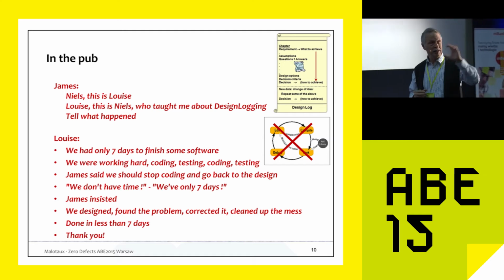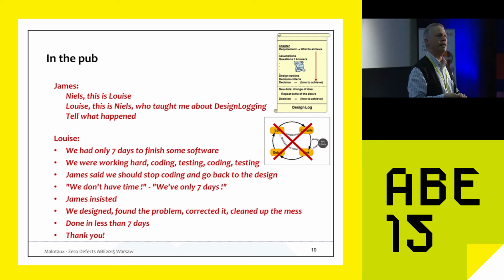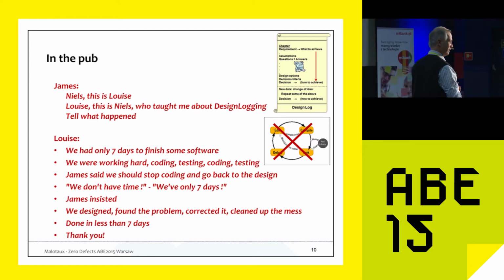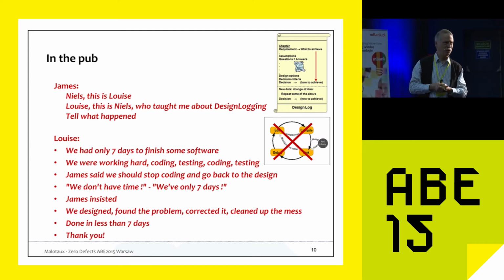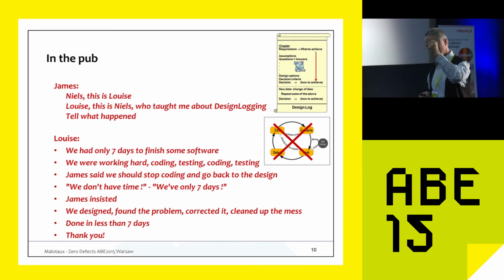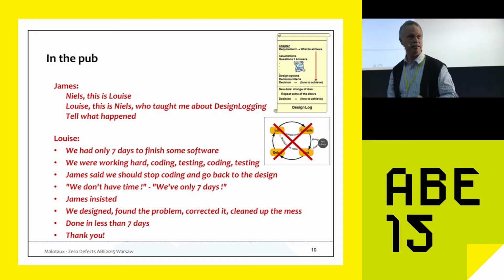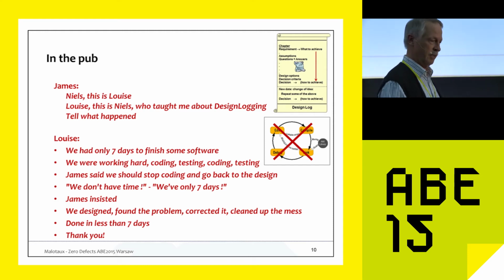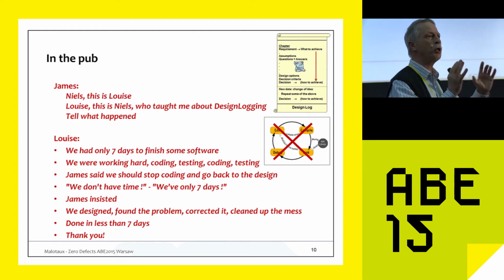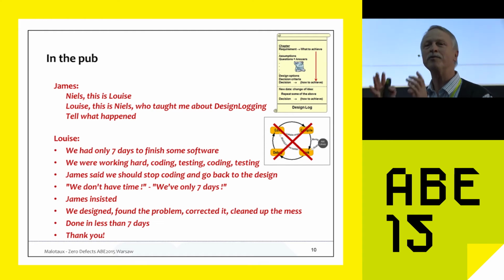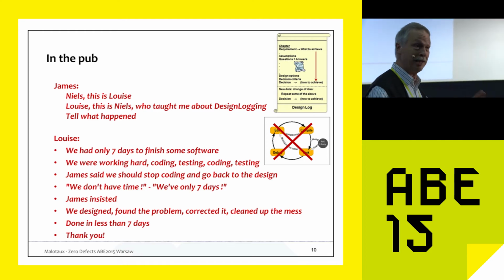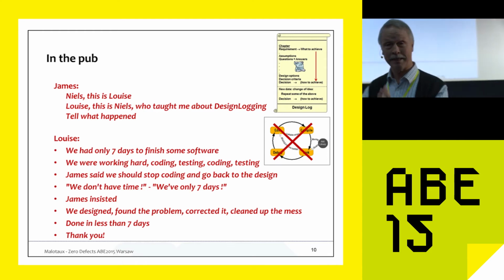But then they said, well, this Thursday happens to be our pub day, our monthly pub day. So we went to the pub, had a beer and some food, and then James came to me and James said, Niels, here's Louise. Louise, tell your story. And he left. So Louise started. She said, my team was coding and testing, testing, because we had to deliver in 7 days. Does that happen to you from time to time? You have to deliver in 7 days, coding and testing, coding and testing.